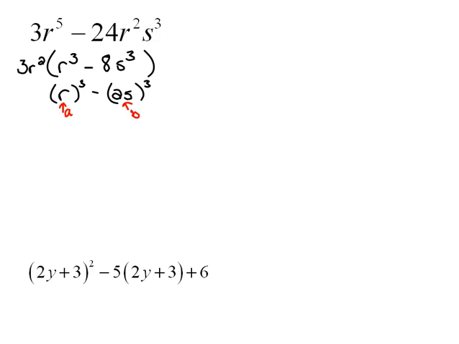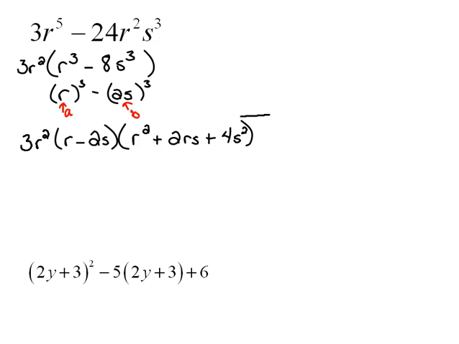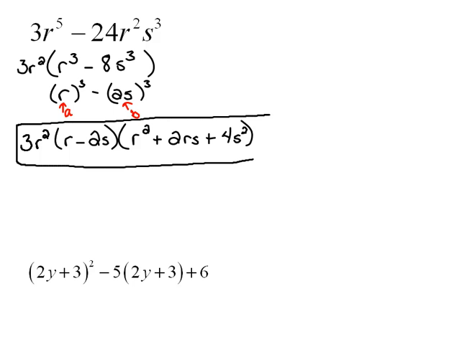And then we would follow the formula. The formula says we take a minus b times a squared plus a times b, which would be 2rs, plus b squared. When I square 2s, we get 4s squared. Now don't forget, we had already factored out that 3r squared, so we have to bring that back down again. So this is our final factorization of that problem.